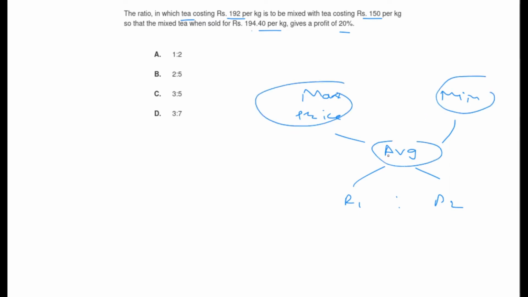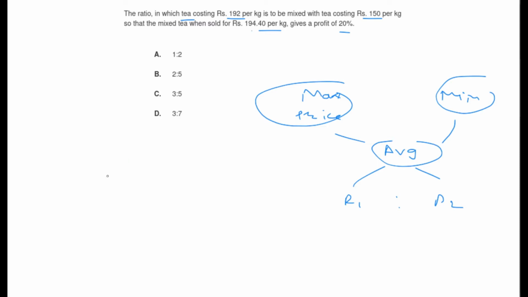So if you have ever done a question of mixture and allegation, the simple formula for finding a ratio is: maximum price and minimum price, here is the average, and then ratio 1, ratio 2. This is the formula for finding the mixture and allegation ratio according to two items and an average.